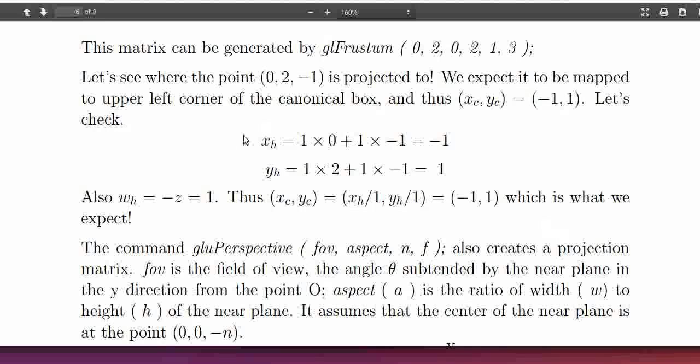Okay. By the way, this is x8, y8. So we need to do one step more. But here the W component is equal to negative Z. Z is equal to negative 1, so negative, negative, we get 1. Okay? So that means XC equals YC is equal to the homogeneous coordinates divided by 1, so it is negative 1, 1. Okay? So that's what we expected.